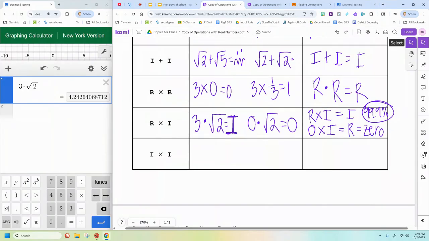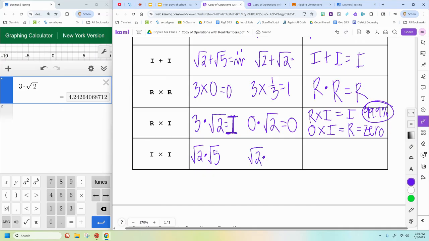All right, so then our next one is an irrational times an irrational. And this is also the one that can get a little bit wonky. So we're going to try, like we did up here, radical 2 times radical 5. But I also want you to do radical 2 times radical 2. If you use the calculator with the green bar, that's going to be the one that's going to help you out.